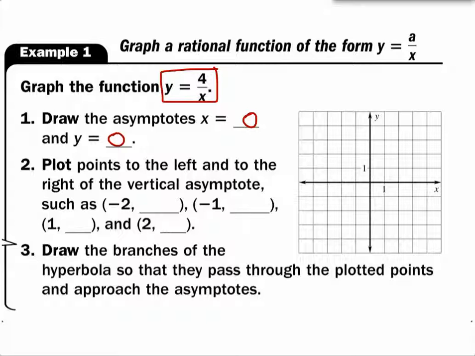The line x equals 0 is the vertical line. Boom, boom, boom, boom, boom. Oops. Got a little too excited with the last boom there. Boom, boom, boom. And the line y equals 0 is this horizontal line.